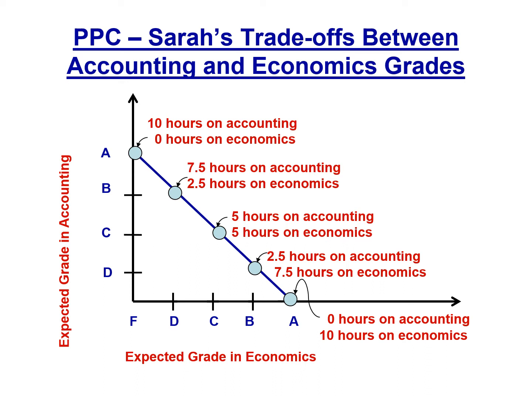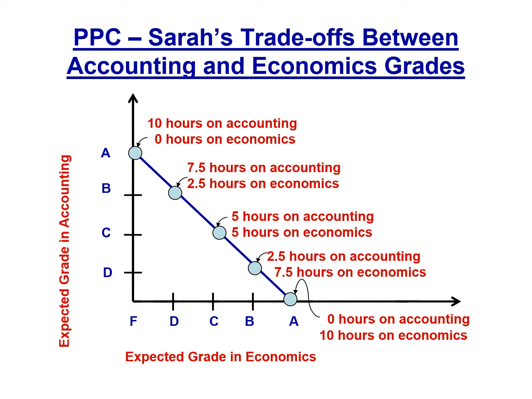Well, if we look at the middle ground, 5 hours of accounting and 5 hours of economics, this combination allows Sarah to pass both courses. She achieves a C in accounting and a C in economics. If her parents would have given her a difficult time for getting anything less than a C, this will be a good outcome. If she would have to repeat a course for a D or F grade, this would be about a good outcome. All right.